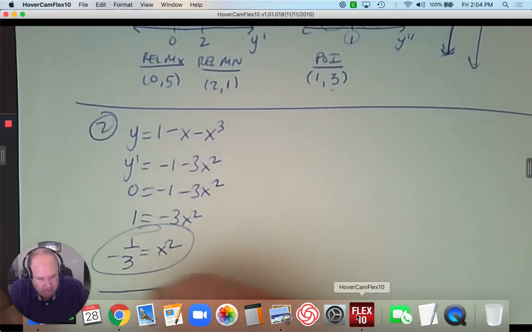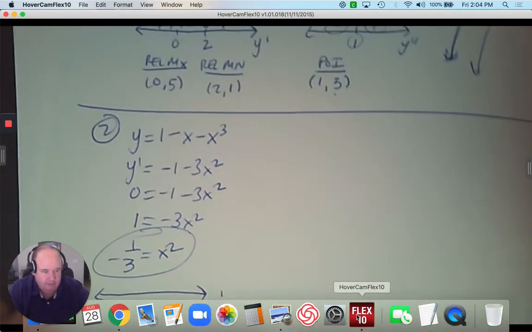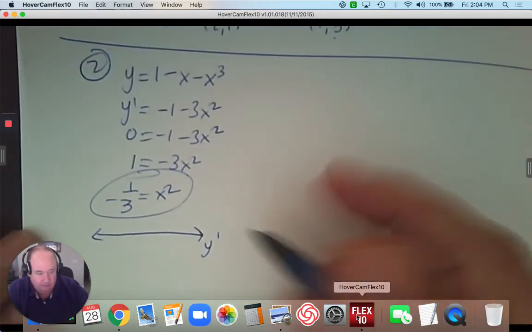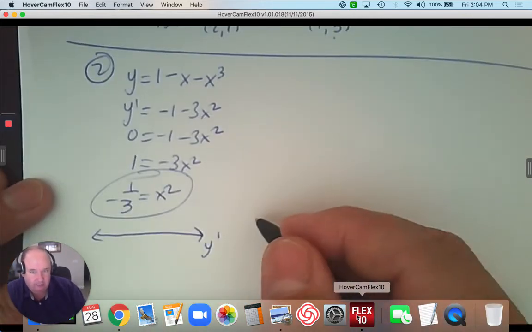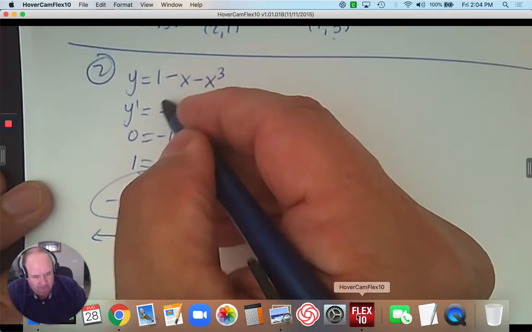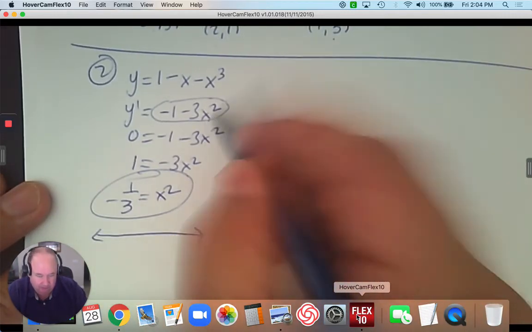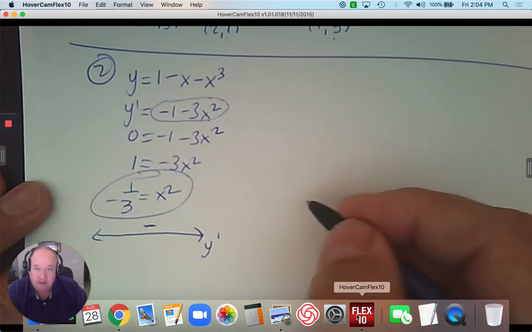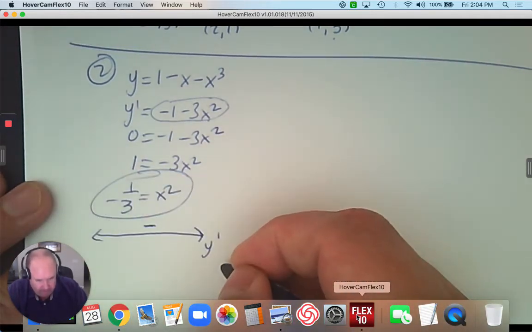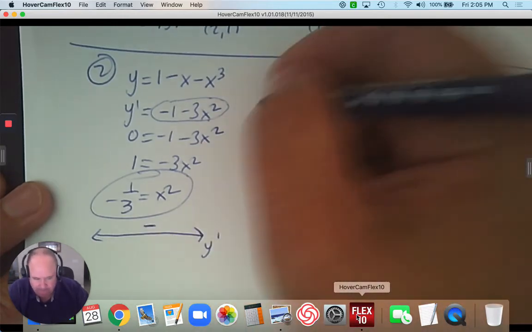So if I do a number line for the first derivative, there are no critical numbers to put on there. This is monotonic. It's either all increasing or all decreasing. So how would I know which way it's going? Plug in any number in here. So whether it's a negative number or a positive number, the answer will always be negative. This is always decreasing. There are no turning points, no critical numbers.